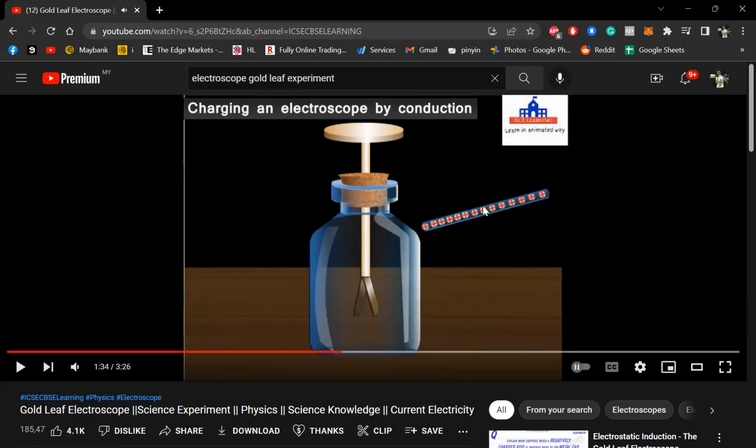This glass rod can become positively charged because all of its electrons were donated to the cloth, guys. Very important fact also. Take note on this.